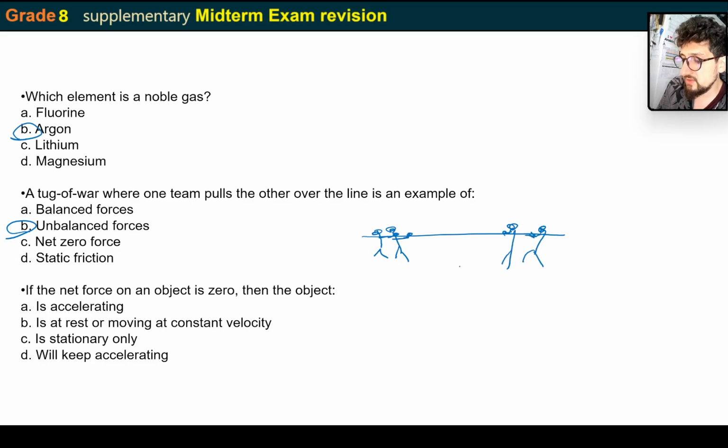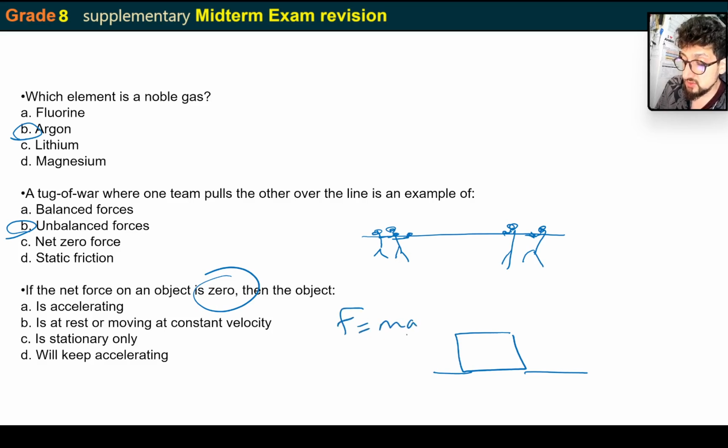Now, if they were balanced, this rope wouldn't move. But if one of them pulls the other over the line, it means it's unbalanced forces. If the net force on an object is 0, then the object could be stationary, or it could be moving at constant speed. Because as long as there's no acceleration, remember I said that force equals mass times acceleration. So if there's no acceleration, there's no net force.